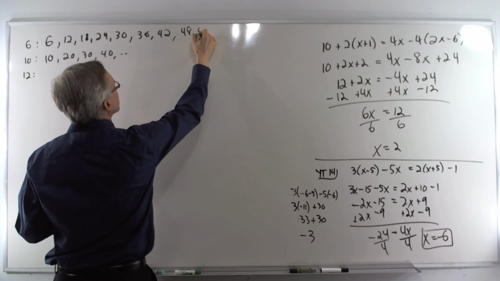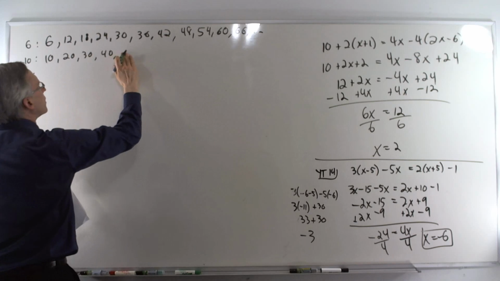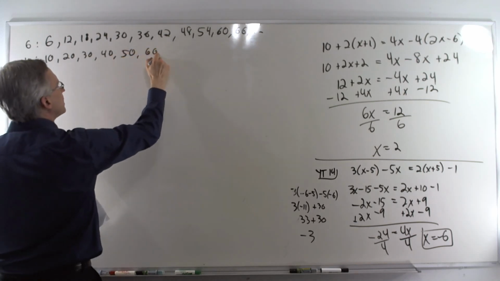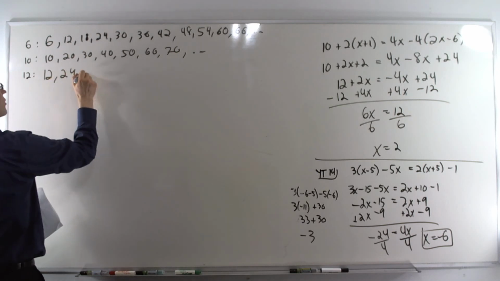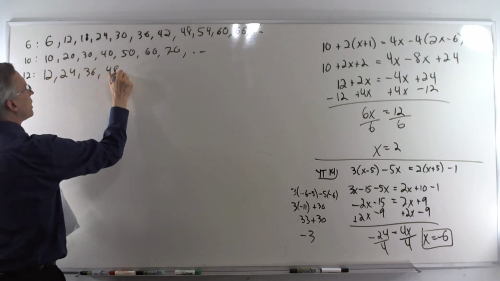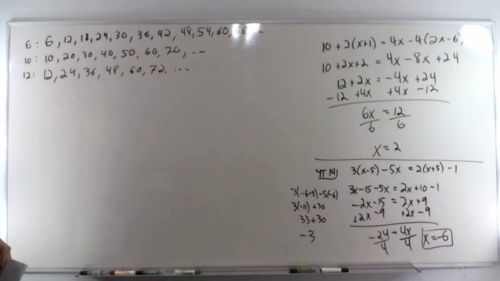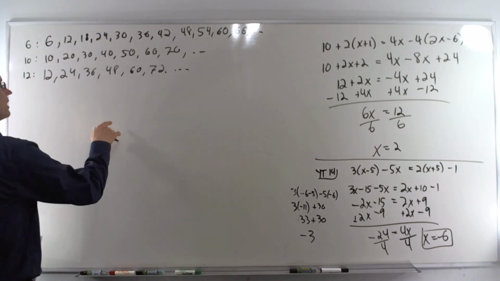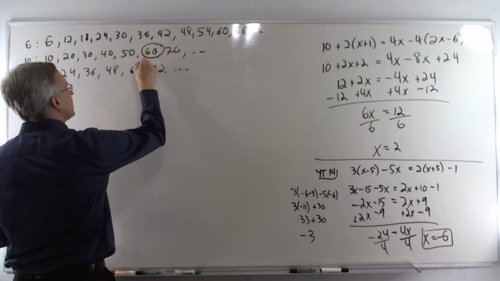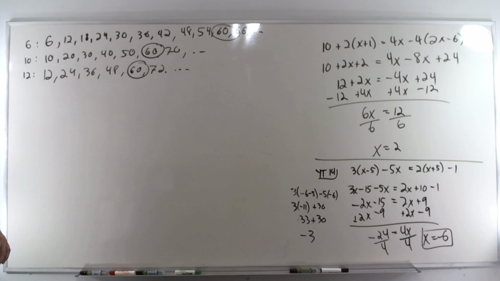48, 54, 60, 66, and so on. All right, now we got 50, 60, 70, and so on. And for 12s, we got 12, 24, 36, 48, 60, 72, and so on. All right, so there's multiples of 6, 10, and 12. So we want the smallest number that's in all of the lists. So we got 60, 60, and 60. That's the first match. So the LCM of 6, 10, and 12 is 60.